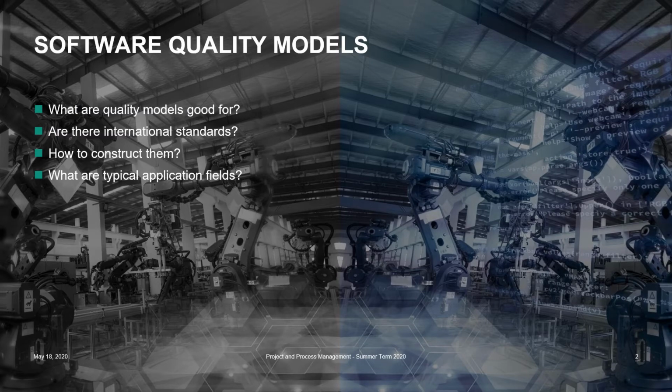Learning goals for this module are as follows. First of all, we will have a closer look to what quality models are good for in general, what quality models are, how they are defined, how they are specified. Then we will have a look to some international standards in this area. And we will also have a look to a process for systematically constructing your own quality models. And we will finally also check what are typical application fields of quality models.